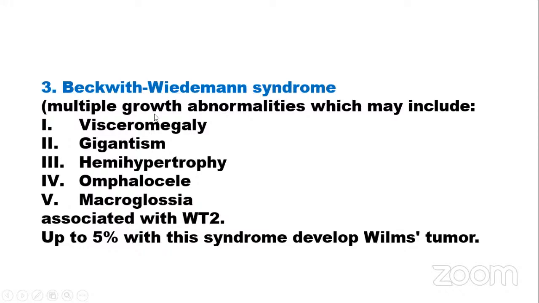Beckwith-Wiedemann syndrome, multiple gross abnormalities, which may include visceromegaly, gigantism, hemihypertrophy, omphalocele, and macroglossia. All of this is associated with Beckwith-Wiedemann syndrome. It includes organomegaly or visceromegaly, gigantism, hemihypertrophy, omphalocele and macroglossia, associated with the Wilms tumor 2 gene.